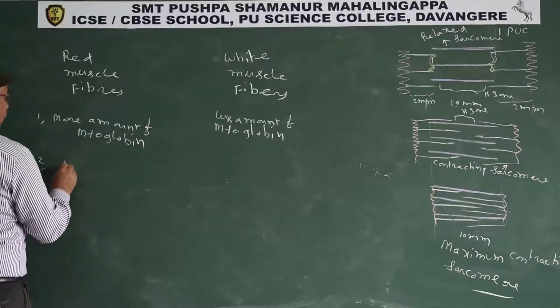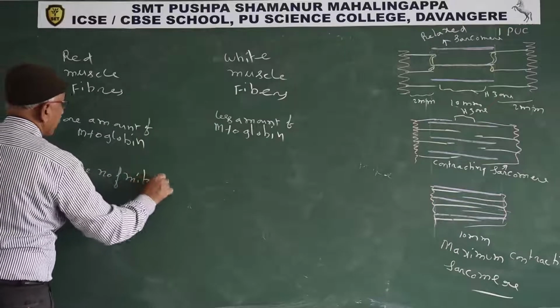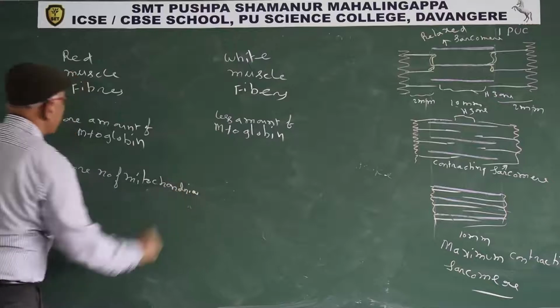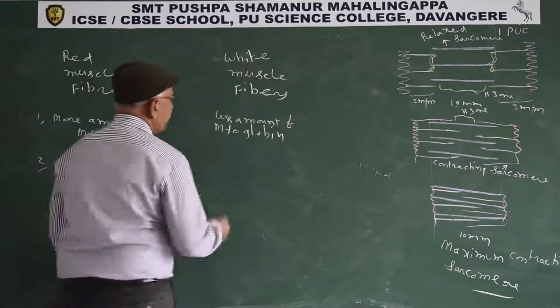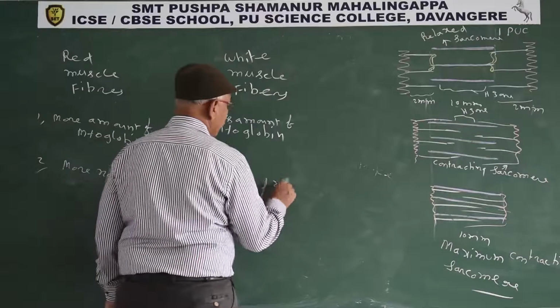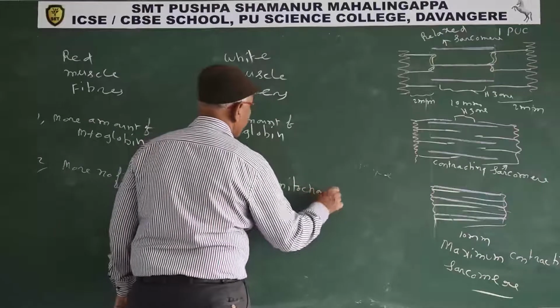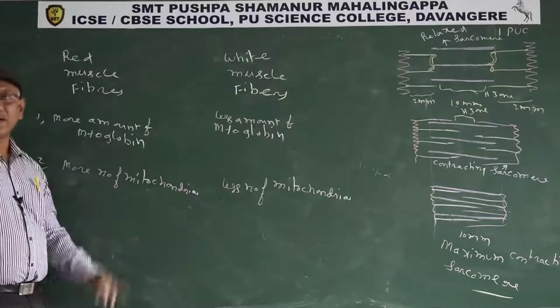The second point, more number of mitochondria. Red muscle fibers contain more number of mitochondria. Mitochondria contain ATP batteries, so energy batteries. ATP molecule, adenosine triphosphate. More mitochondria, more ATP molecules. In white muscle fibers, less number of mitochondria. So automatically less ATP.